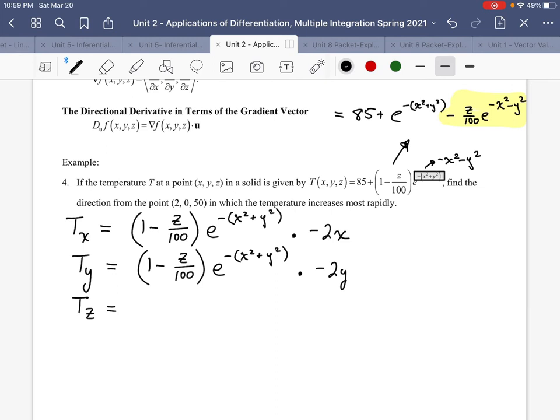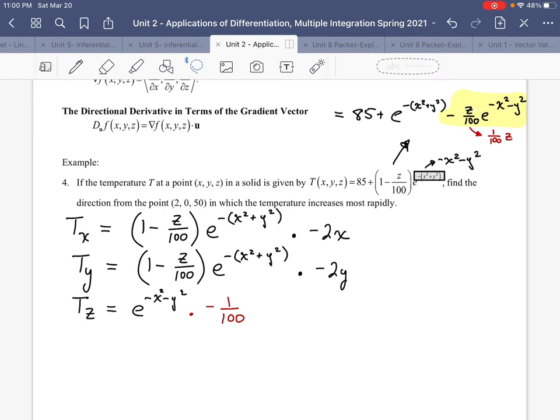So I'm going to hang on to the e to the negative x squared minus y squared. And then I'll differentiate the z over 100. That z over 100 is really the same as saying 1 over 100 z. It might make it easier to just recognize that its derivative is going to be simply 1 over 100. We do have that negative there, though. So negative 1 over 100.